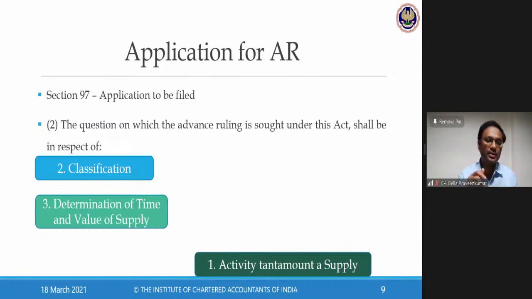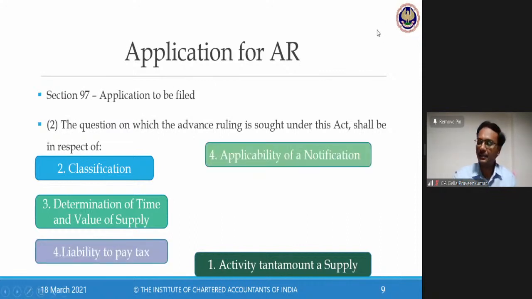So I'm asking questions on section 12, section 13. What is my time of supply? Then section 15, what is my value of supply? So friends, this is what I'm going to question, this is what I'm going to question to the authority concerned.